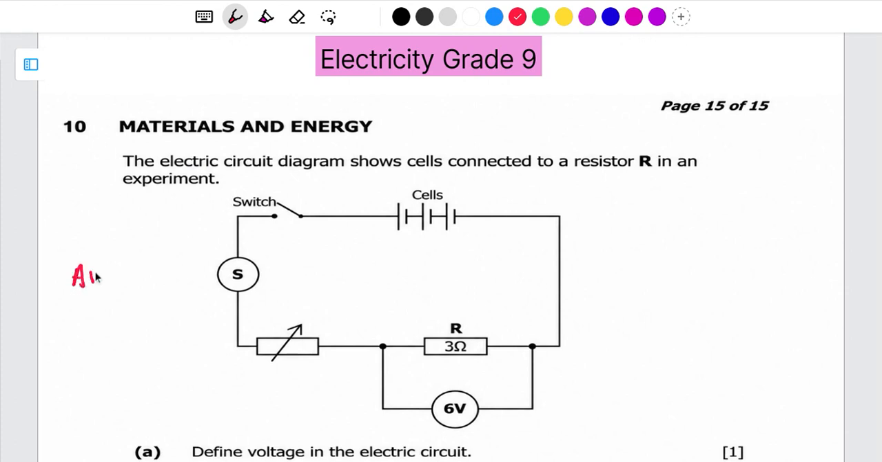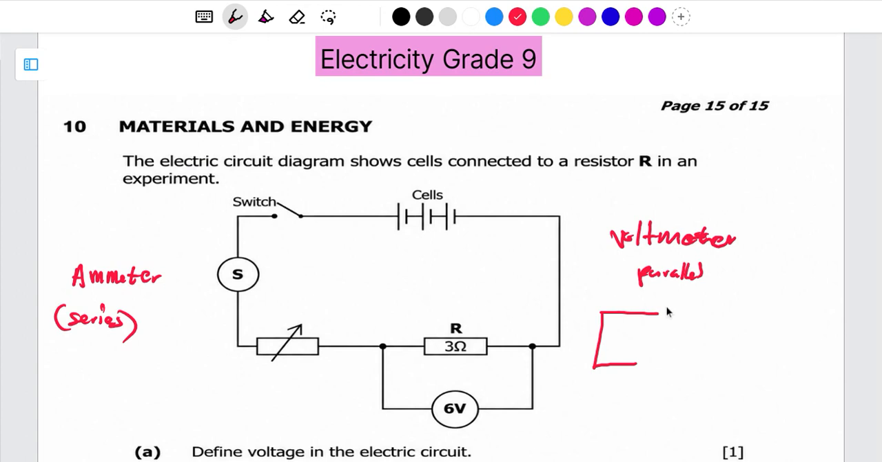The ammeter is usually connected in series. That is one thing that you have to know. Whilst the voltmeter is connected in parallel. So how do you know that this one is connected in parallel and this one is connected in series? For parallel, you have to have something like this.